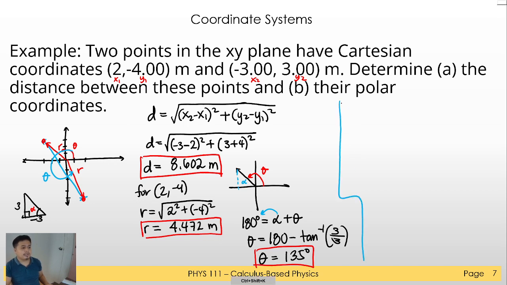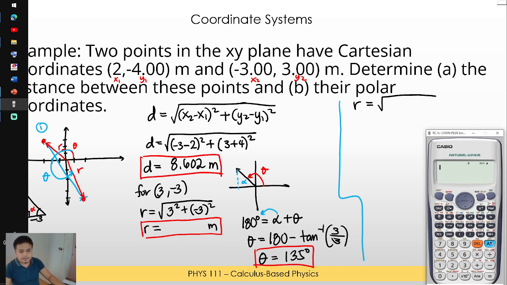For the second point, the R will be equal to the square root of, I'm sorry, I swapped the thing. I swapped there, okay, I'm sorry. Okay, I should put here 3 and negative 3. I'm sorry, guys. It should be my first point. Let's do point 1 first. I am really sorry about this. So, this should be equal to, we have square root of 3 squared plus 3 squared. So, the R for the first one will be 4.24.